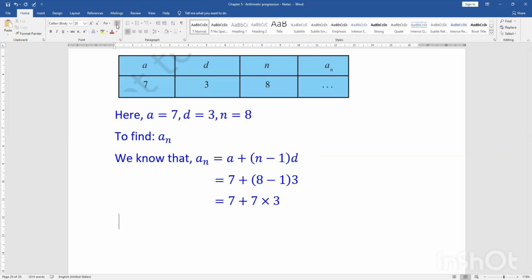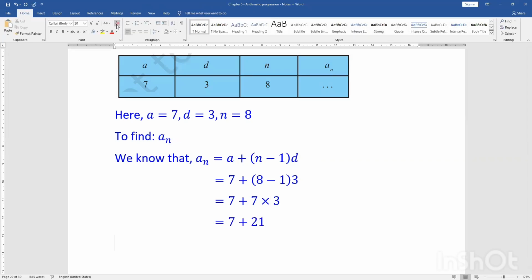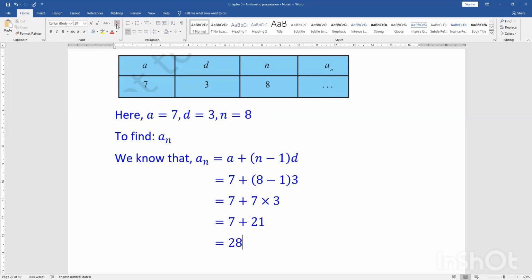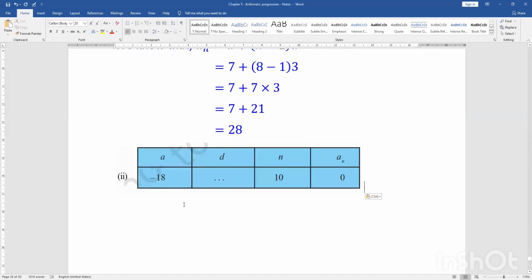Right, children? In the next step, I'm going to write it as equals to 7 plus 7 threes are 21. So 21 plus 7 will give you 28. Right, children? So our answer is 28. Now let's move on to the second question. In the second question, we need to find out d.